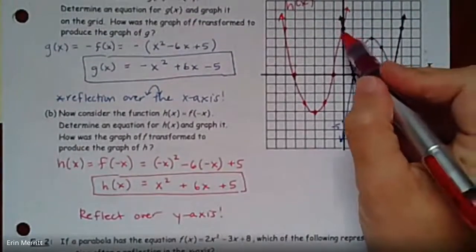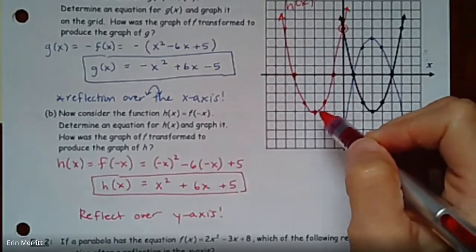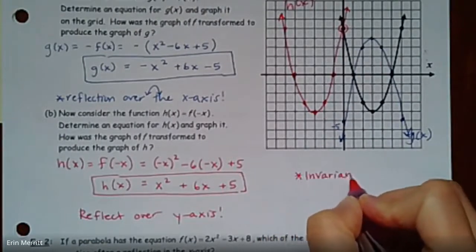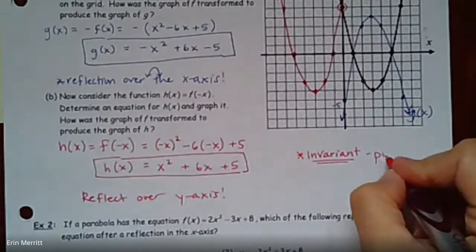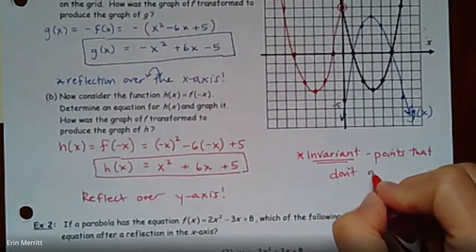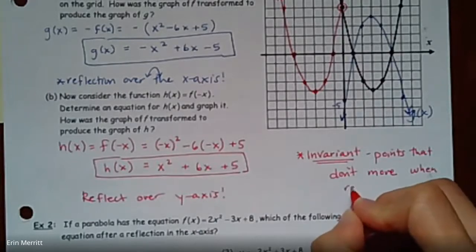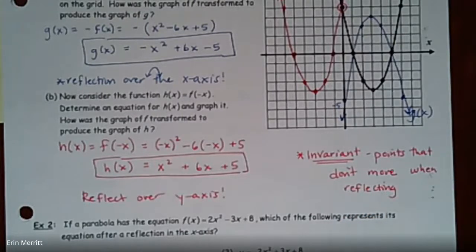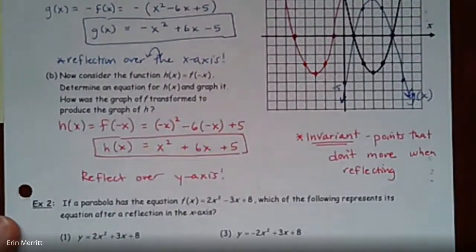So notice how that one point, that y-intercept, didn't change, because if you reflect over the y-axis and it's on the y-axis, it doesn't move. That is called an invariant point. When you think about something varies, it changes. Invariant means points that don't move when you're reflecting. And that's because they lie on the line of reflection, or sometimes the point of reflection back in geometry.